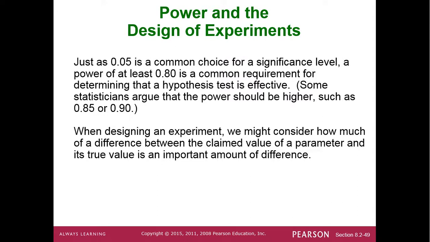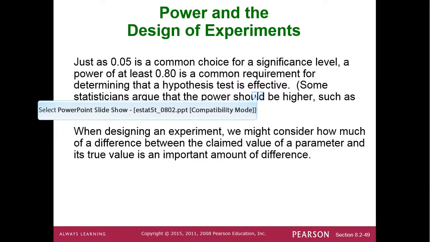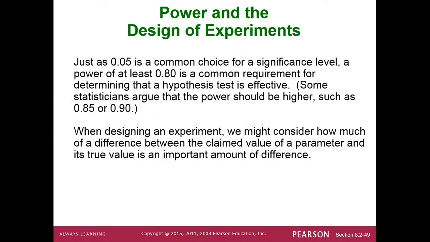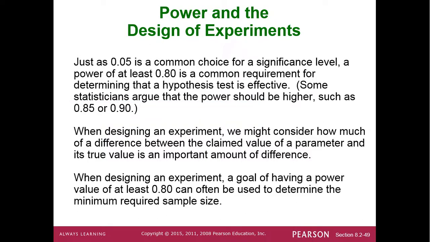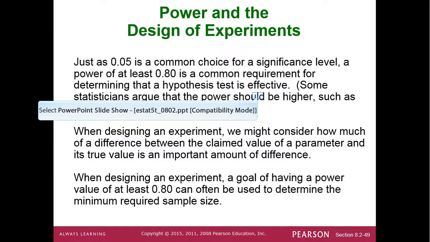When you design an experiment, you want to consider how much of a difference between the claimed value and its true value is important to you. Do you want to be different from the population value by 2%, 5%, 10%, or 5 points, or 10 points, or different how? So you want to think about that claim difference, and that helps us as we design an experiment. The goal is, of course, to always have a power of at least 80%, and then that helps you determine the minimum sample size that you would need to use. Again, we don't get into a whole lot of research design, but it is important to understand that.